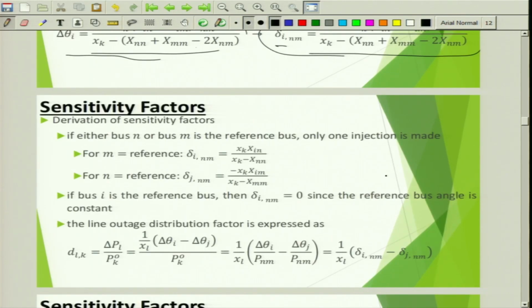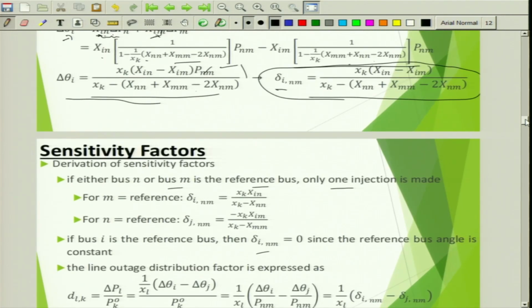Now if either bus n or bus m is the reference bus, only one injection is made, that means delta Inm can be taken as 0 if I is the reference bus, right. Now this is the previous expression, delta Inm. Now considering any one of the buses as a slack bus or a reference bus, if m is considered to be the reference bus, then this equation boils down to this term. If n is a reference bus, then delta Jnm, this expression can be boiled down to this expression, right.